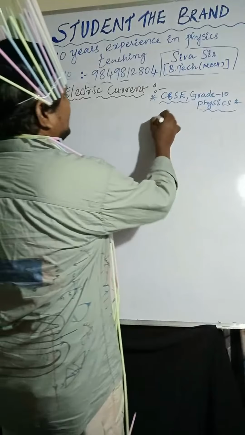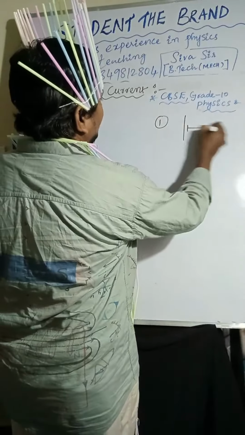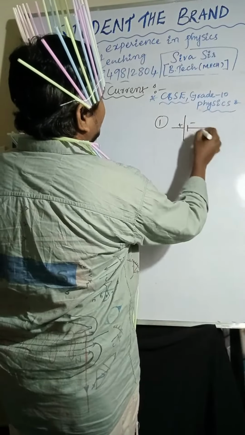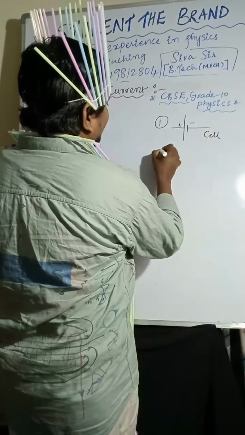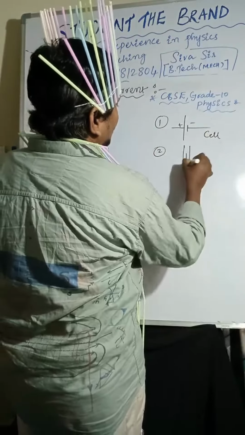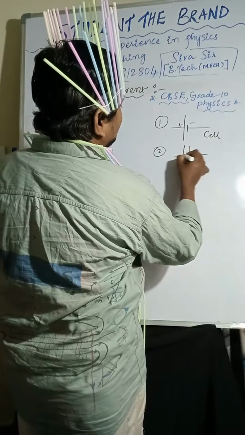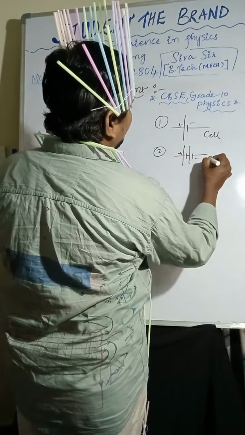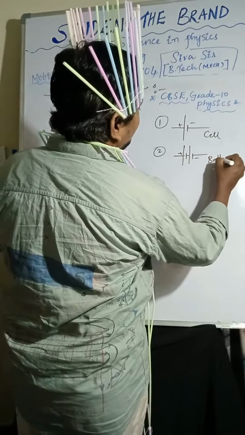So first one is cell. This is cell, positive terminal, negative terminal. Second one is battery. So positive terminal, negative terminal, battery. And the third one is switch.